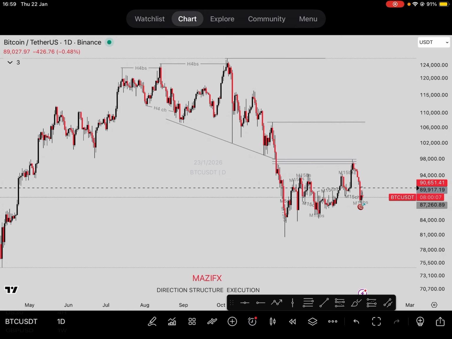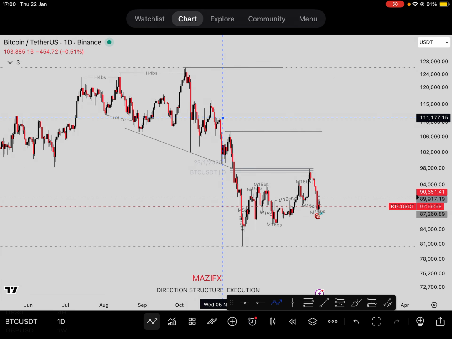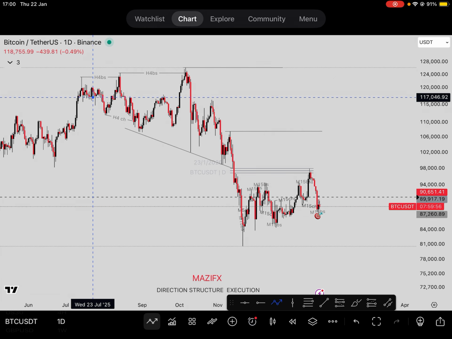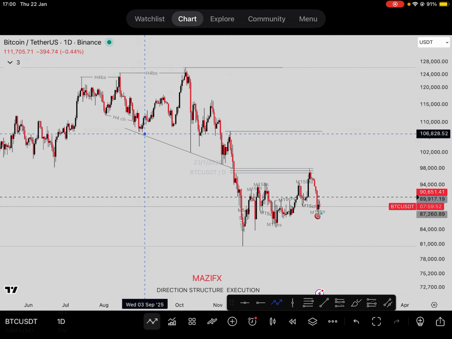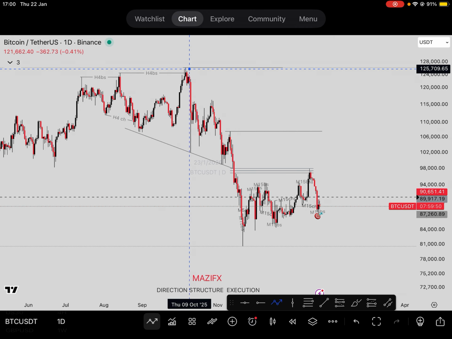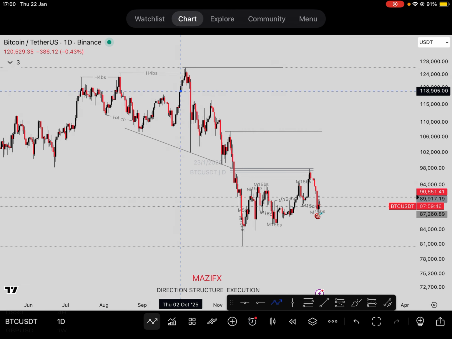From the 4 hours, I now marked my structure and I got a change of character, which is what we are looking at currently. And I was actually expecting price to come into this zone. This is my 4 hour zone, because this is where it did the last bullish structure, change of character, a retracement. This is where it did the last one.